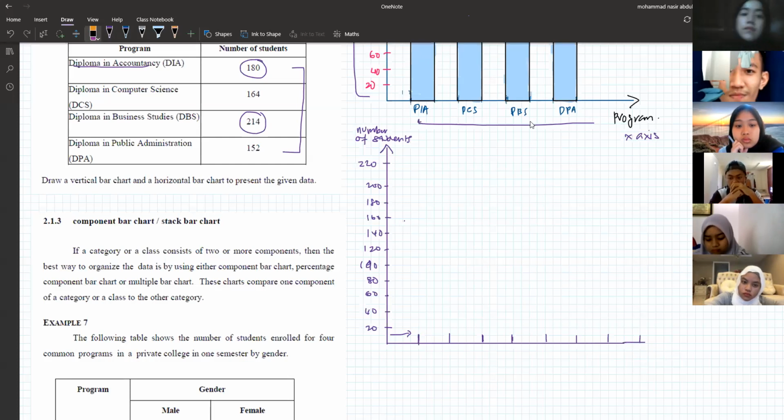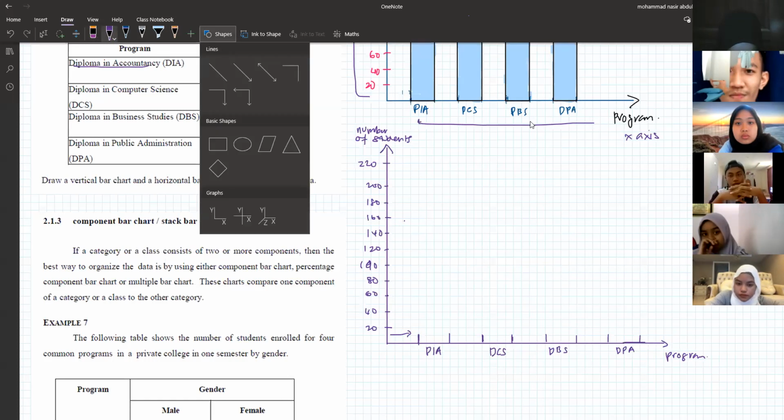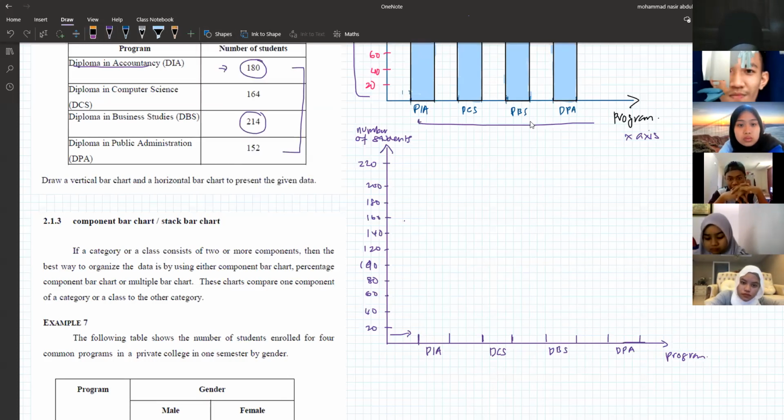So this is your program. This is going to represent diploma in accountancy. This is diploma in computer science, and this is diploma in business study, and this is diploma in public admin. So for diploma in accountancy, you see the frequency value is 180. So you draw up to 180. Draw it properly. So this is going to be your first bar for the first category.